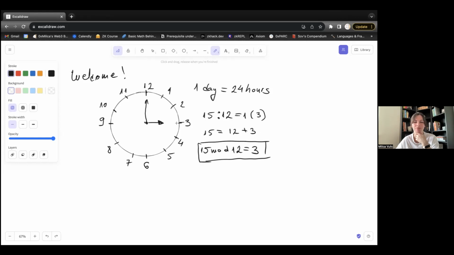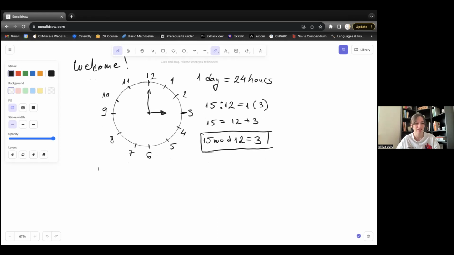And you can tell, yeah, it's 3 p.m. It's 15 hours. That means it's 3 p.m. So that's how you can tell that you already knew modulus before I showed you this. You have seen modulus on a daily basis, right?